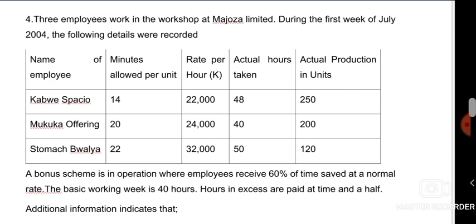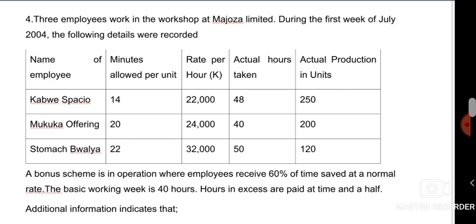There are minutes allowed per unit. Those are like standards that the company has set, that to make 1 unit, that's what they're saying, minutes per unit. So to make 1 unit for Kabwe, it's supposed to be 14 minutes. For Mukuka, it's 20 minutes for 1 unit. For Stomach Walia, it's 22 minutes for 1 unit.